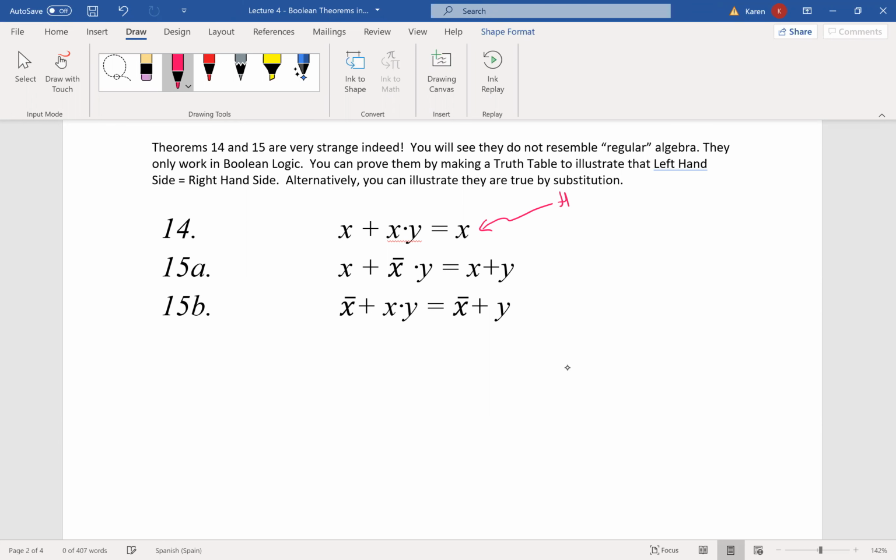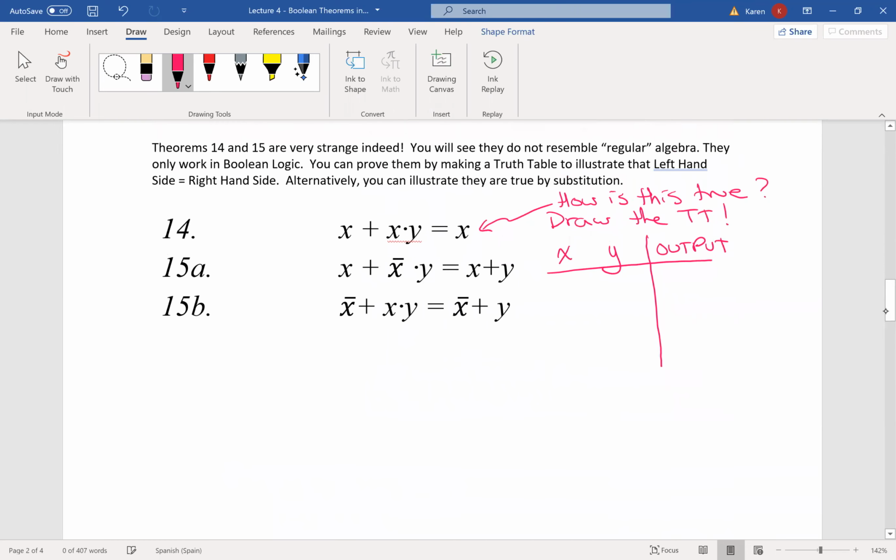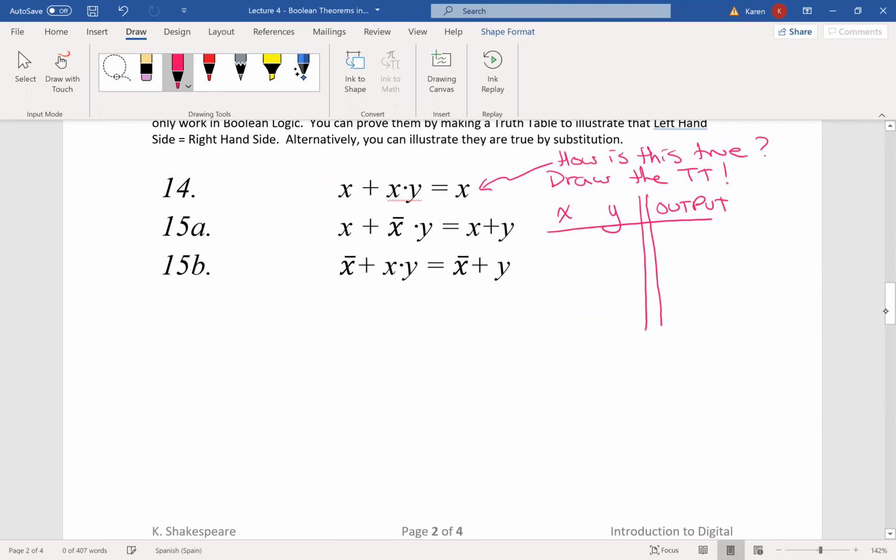So how is this true? I'm going to draw the truth table. If we were to draw the truth table with inputs X and Y and an output, then the inputs would be 0, 0, 1, 1, 0, 1, 0, 1.